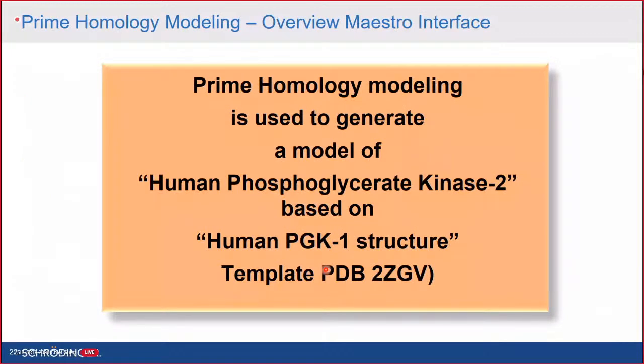So in the simplest way, with the Schrodinger suite, we will try to generate a homology model of human phosphoglycerate kinase 2, based on the template structure of human phosphoglycerate kinase 1, which is available in the Protein Data Bank. So now, in the next exercise, we will see how to perform homology modeling of the human phosphoglycerate kinase 2 protein structure.